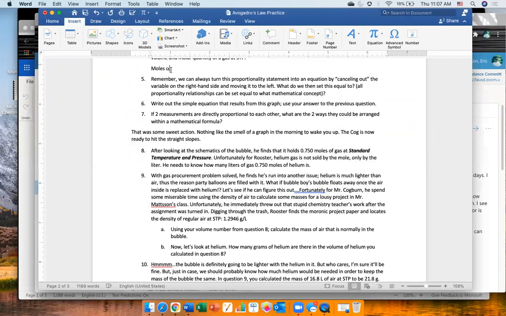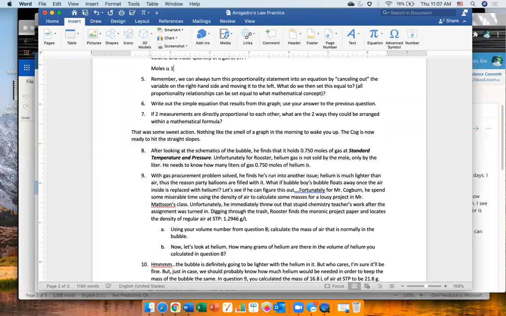So it looks like a little fish. So what this means is moles is proportional. And then because this is directly proportional, we're going to write it like this. If this was inversely proportional, that means you would put 1 over whatever it is. So 1 over volume. But in this case, it's not.